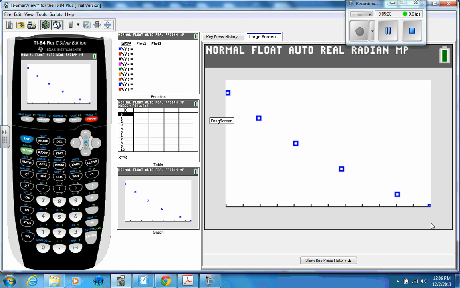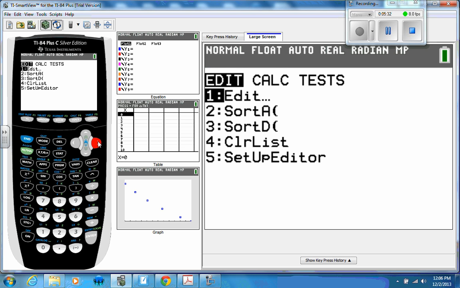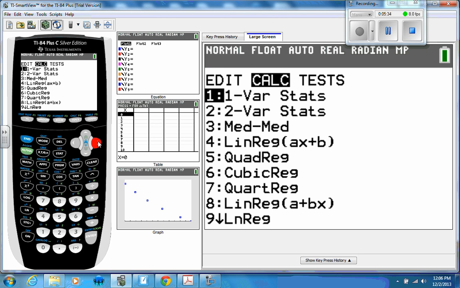Okay, so now I go into stat again. I go to calculate, and I look for which regression. Now if I look at all my choices, I have a cubic, a quad, a quartic we won't use, I have a linear, and then I have an LN regression.